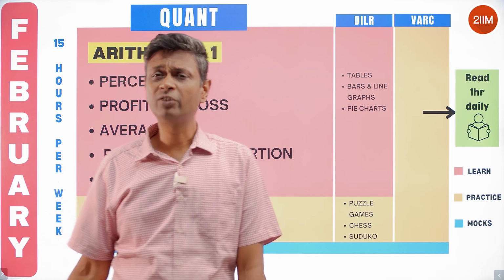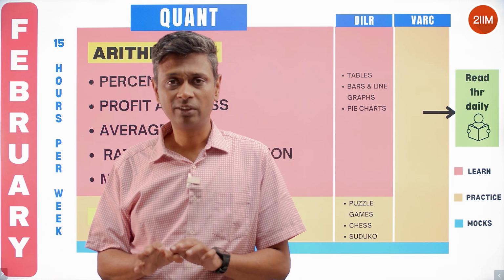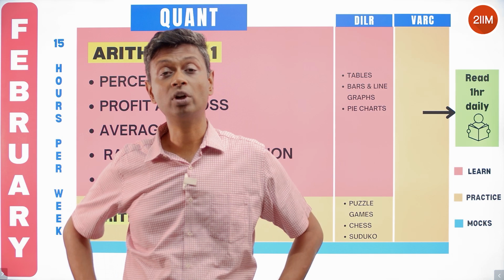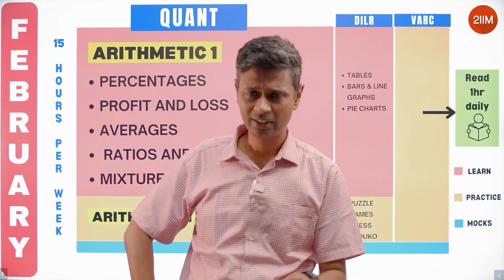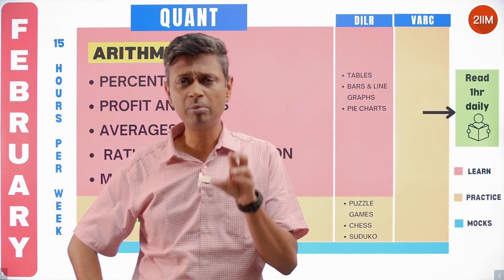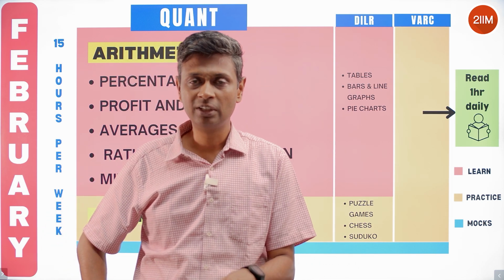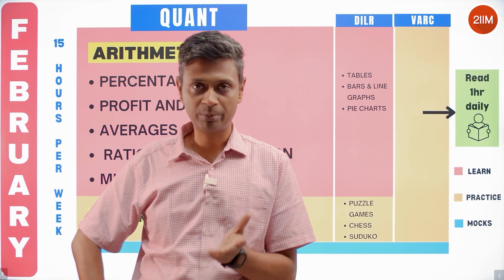For anybody who's preparing for CAT, whichever day you're starting, from that day onwards, you should look to read for 45 minutes to 1 hour every day. Read for 1 hour every day. That is a big part of your verbal preparation. That is not counted when we calculate this many hours of preparation need to be done.